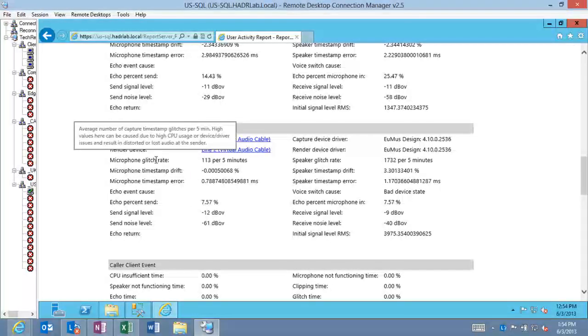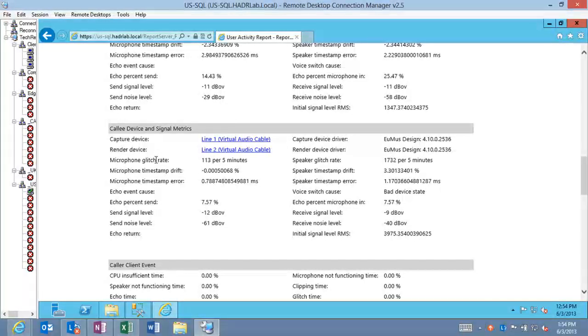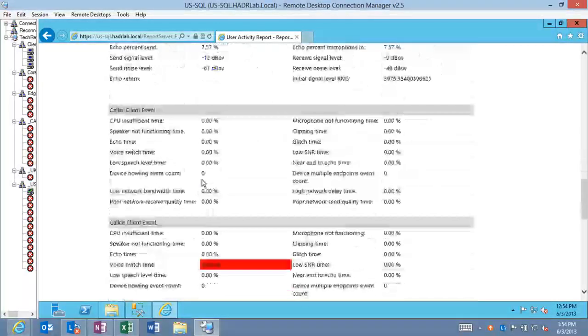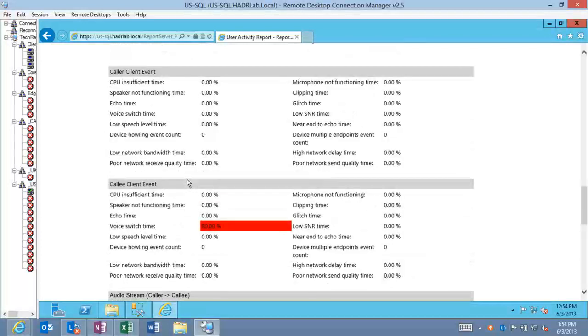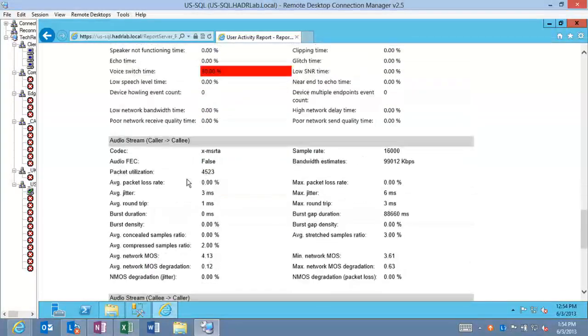There's a tooltip built into the report that tells you average number of captured timestamp glitches per 5 minutes, high values, and you've got to read really quickly. We also have this documented in our schema online that you can go and see. But if just one-off you wanted to see it, you can go into this report and look it up right from here. And then continuing down, there's a whole lot of information here.